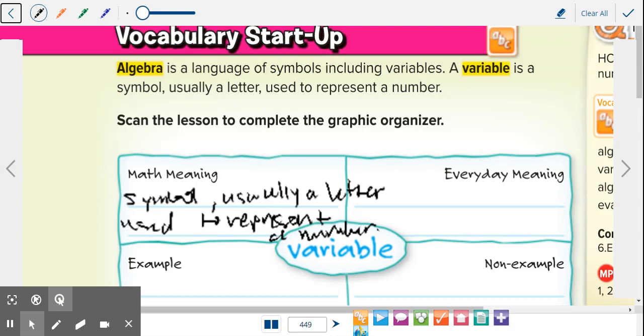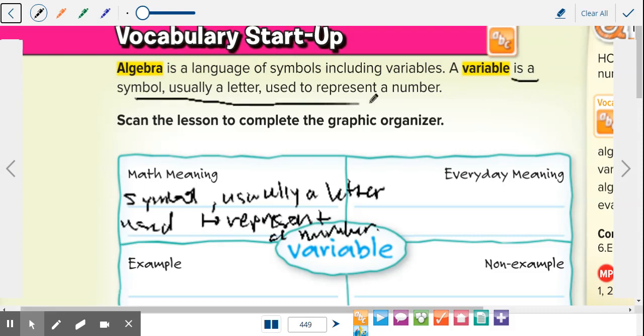Guys, you should all be writing this down. We have a workbook for a reason. These are your notes. What's the last word? Represent a number. I know I got a little sloppy there. So right here, Duke it. It's that sentence right there. That's the definition of a variable. That's how we're going to be using it in math.